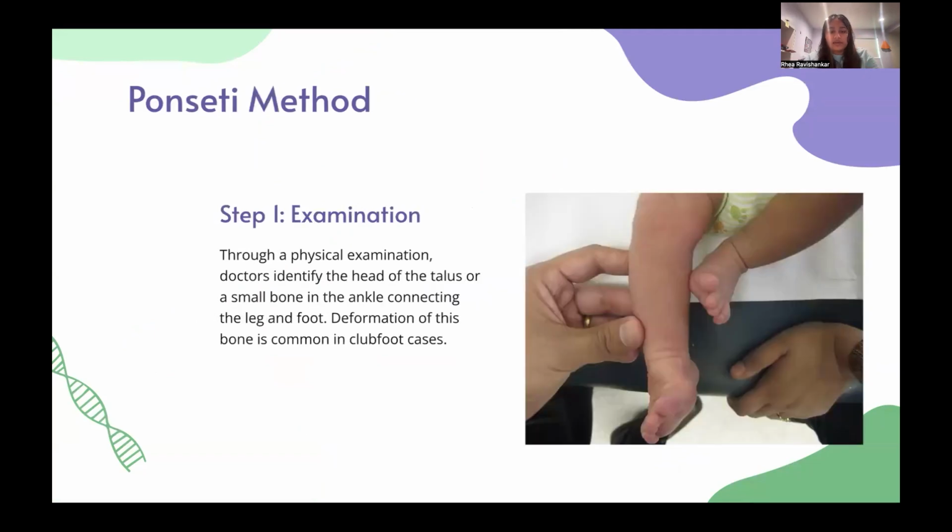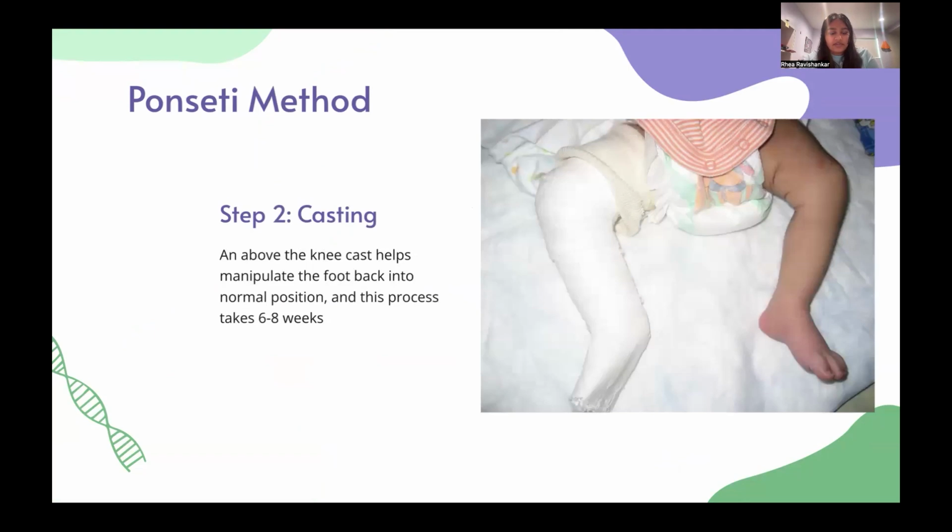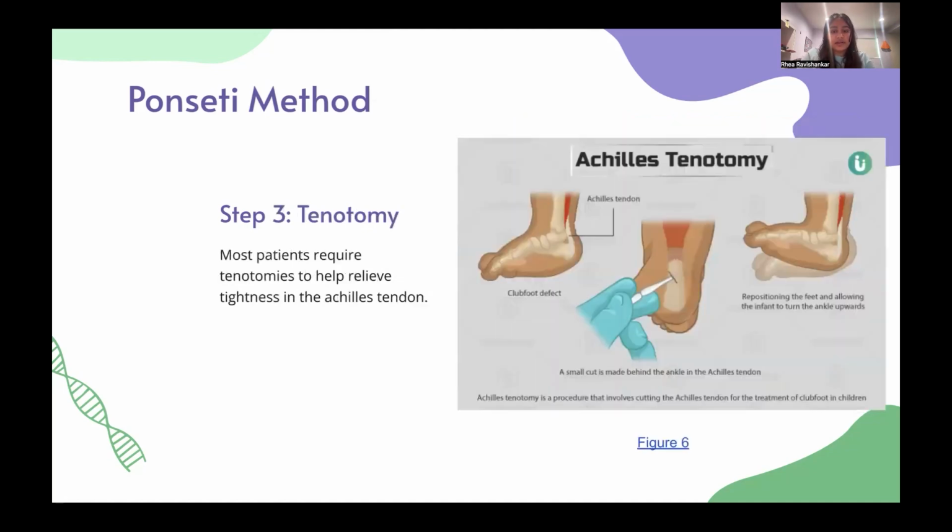So going into the Ponseti method, the first step is to conduct a physical examination, identifying the head of the talus, which is in the ankle, and seeing if it's deformed can help diagnose clubfoot. The second step is to cast. An above the knee cast can help manipulate the foot back into place, and that's typically a 6 to 8 week process depending on the severity of clubfoot.